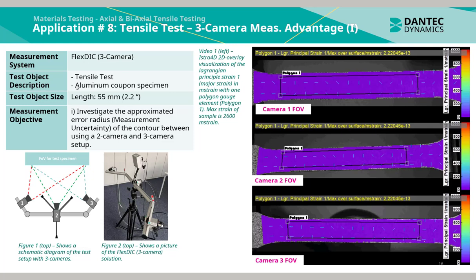In Figure 1 to the top, we see a schematic diagram of the test setup with 3 cameras. In video 1 to the right, we see the EduDIC 2D overlay visualization of the Lagrangian principal strain 1 in millistrain with 1 polygon gauge element. The max strain of the sample during the tensile test is 2600 millistrain.